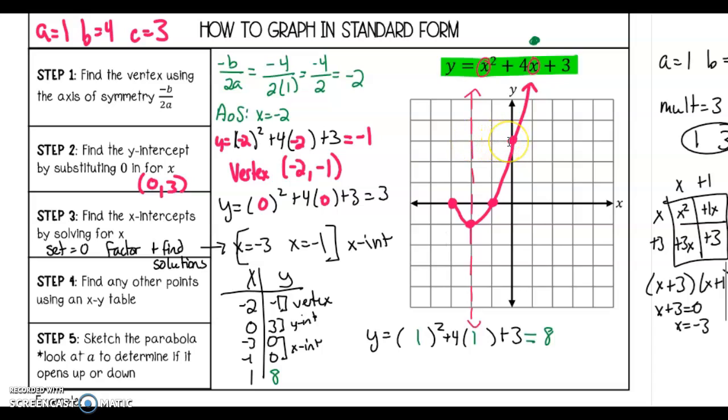It's 2 boxes to the right of the axis of symmetry. So since it's symmetrical, go 2 boxes to the left, and you have a point right here. So let's put that point there, and continue the left side. And so there's our parabola.